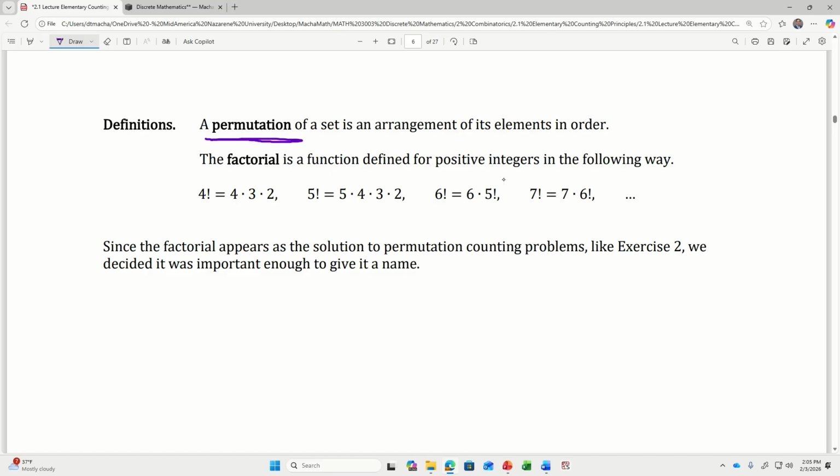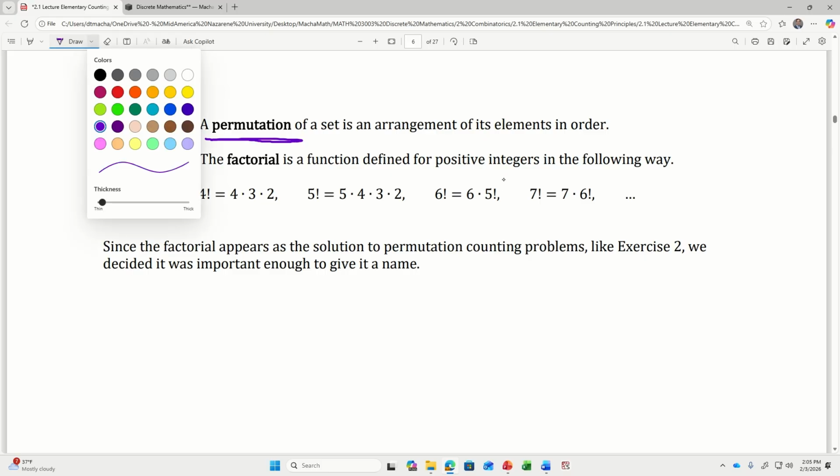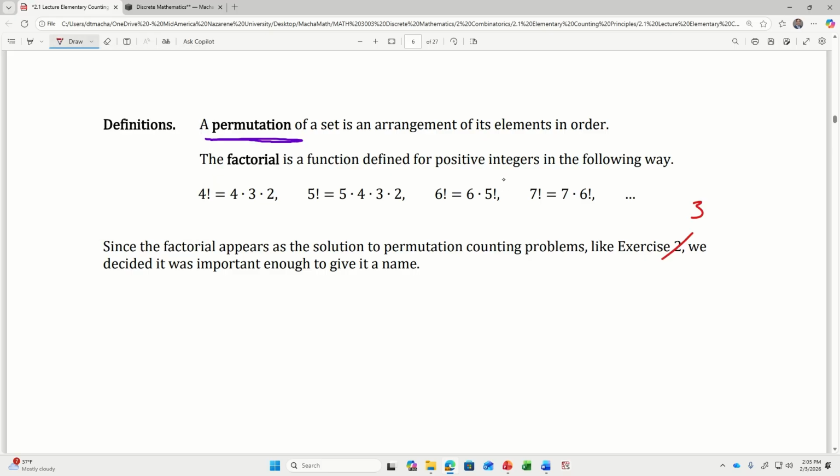That's probably the wrong exercise number, but it's probably exercise 3 now. I need to fix that.